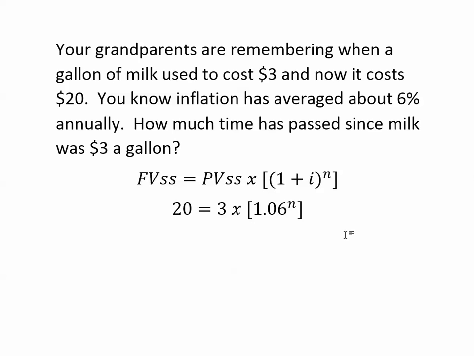So I'm going to solve for the exponent n. To do that, the first thing I'm going to do is divide both sides of the equation by 3 to get it on a side by itself. So 20 divided by 3 equals 1.06 to the power of n. 20 divided by 3 is 6.6667. And now we've got 1.06 to the n.